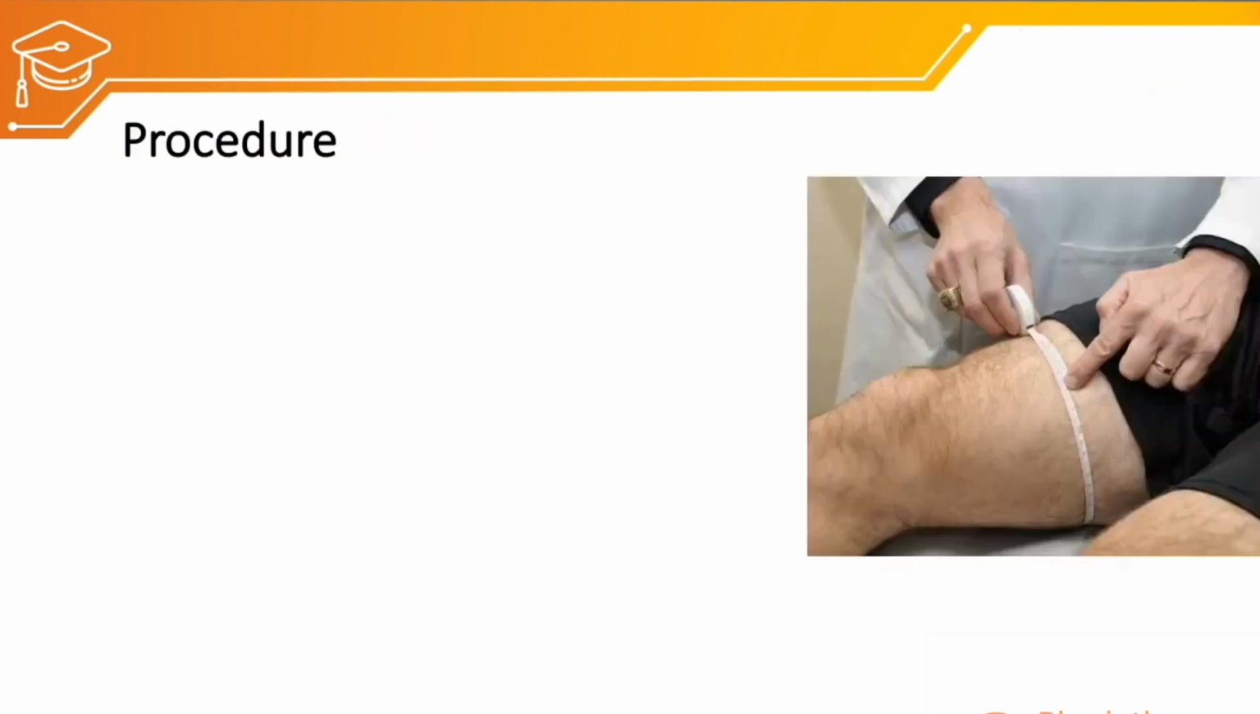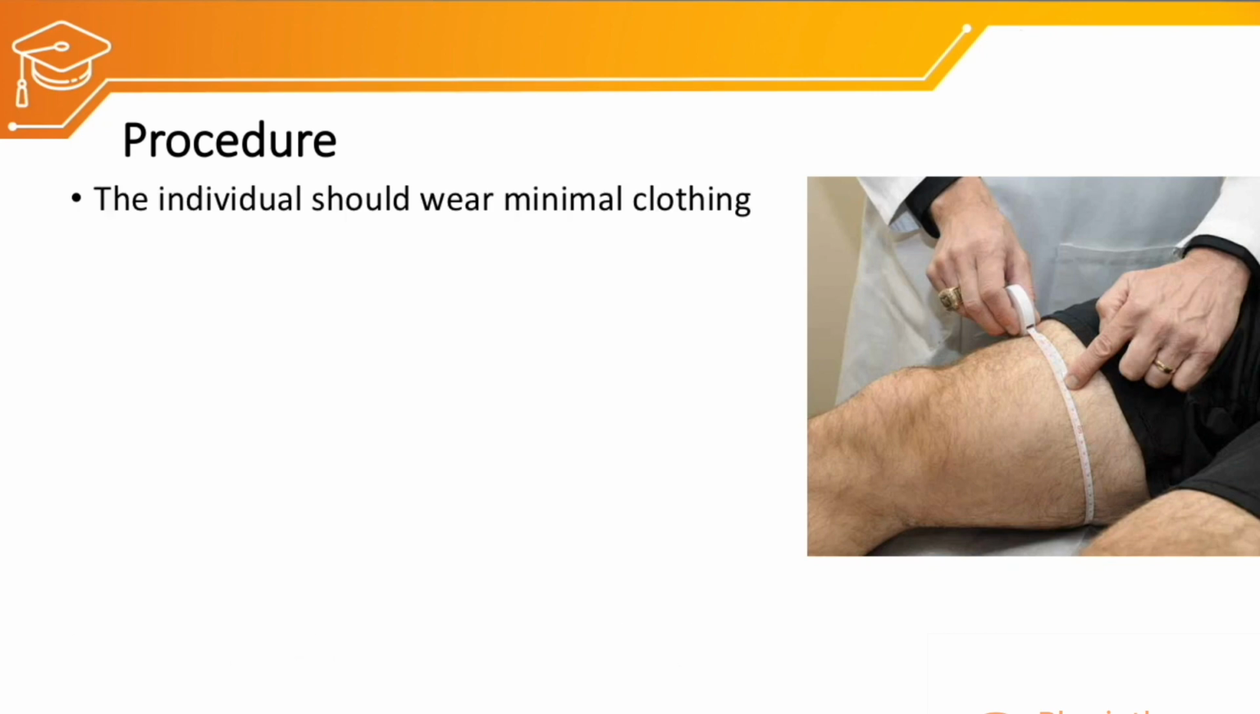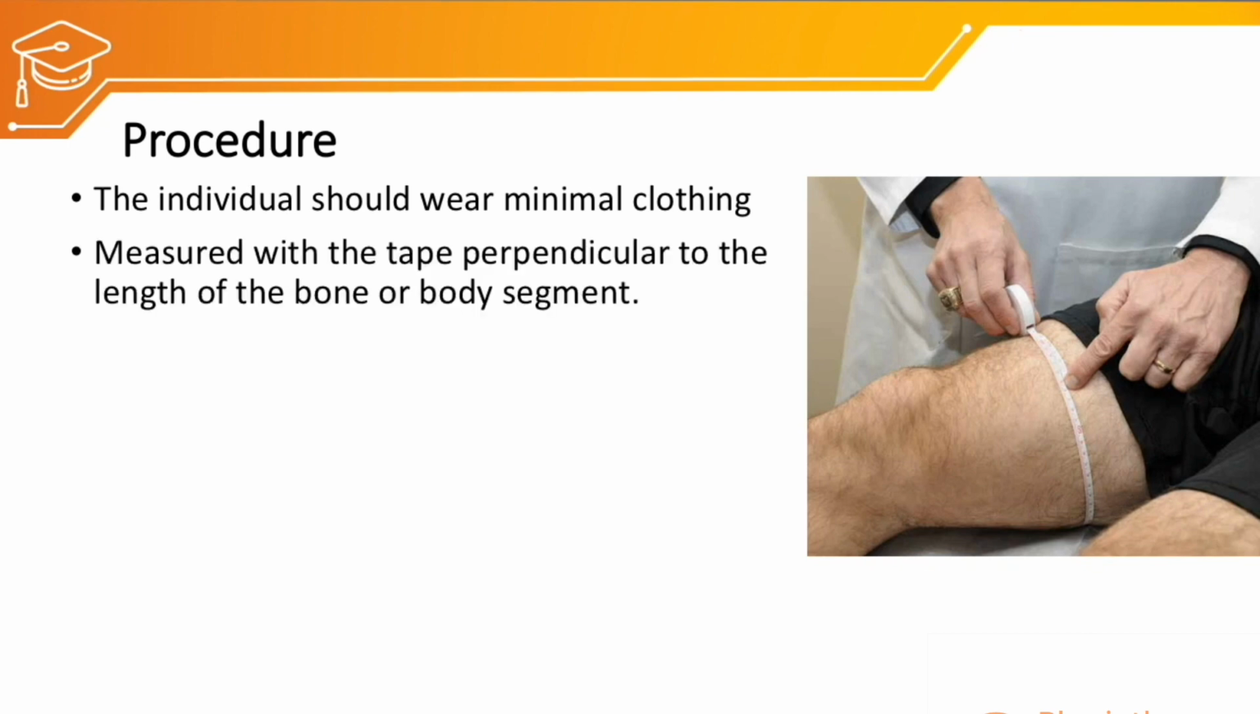So some of the procedures we need to follow for taking girth measurement, and the most important is to remove the clothings. If you are measuring with clothes on, then there will be inaccurate reading of the girth measurement of the limbs. The measurement should be perpendicular to the skin surface so that we can get the accurate measurement, and also it should be perpendicular to the bone of the body segment.